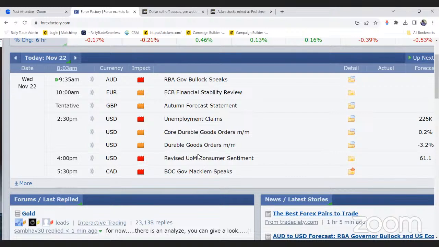Okay, so that's that for the dollar. That is the fundamental we're expecting. We will now go ahead to actually check the technical, check the chart.